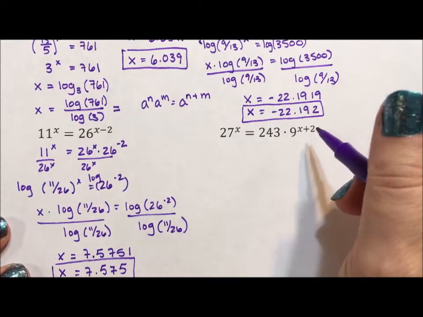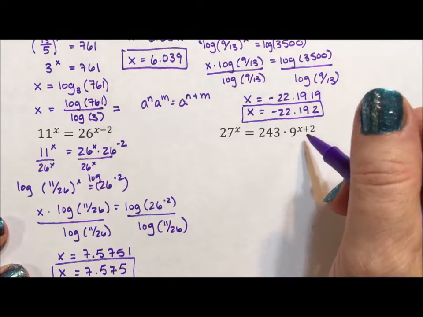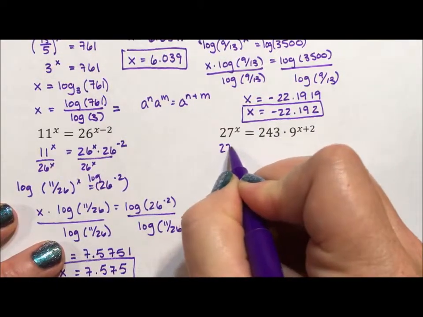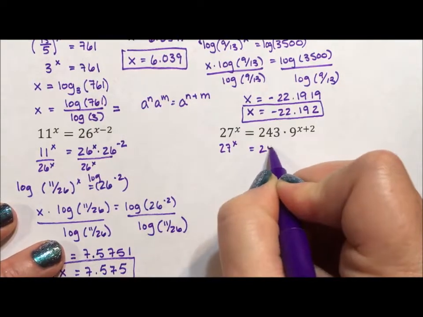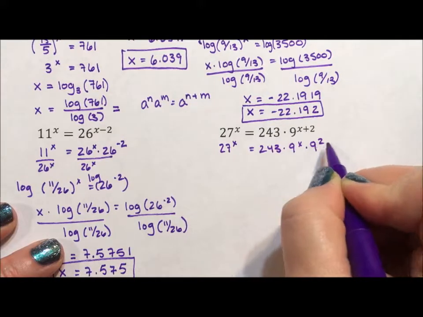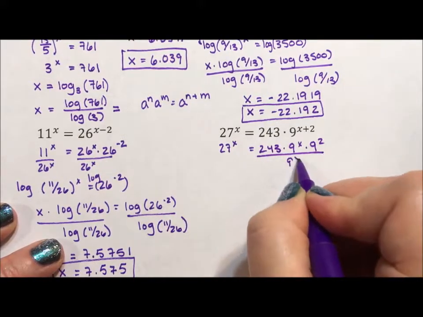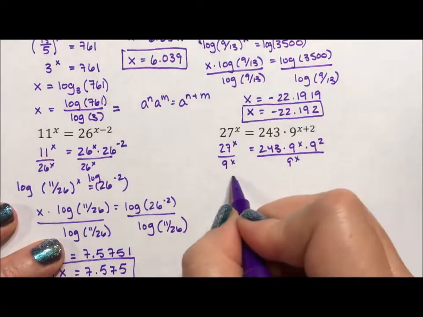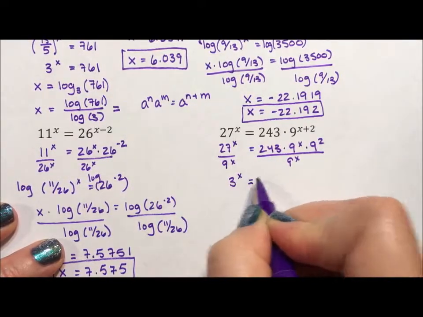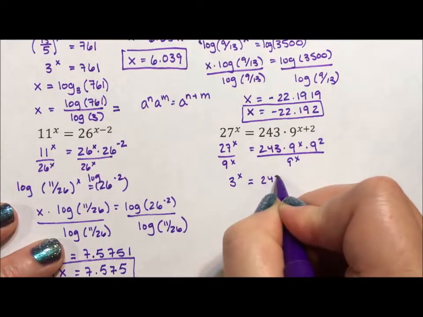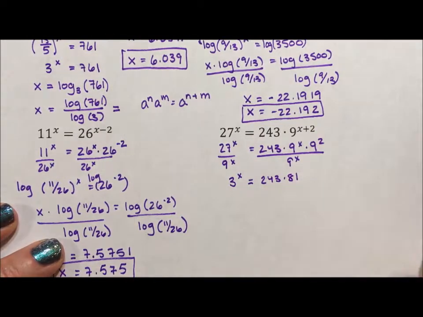So this one is going to be mostly the same thing. We have one extra number in this one. 27 to the x equals 243 times 9 to the x times 9 squared. I'm going to divide 9 to the x from both sides. 27 divided by 9 is 3, so I have 3 to the x equals 243 times 81.